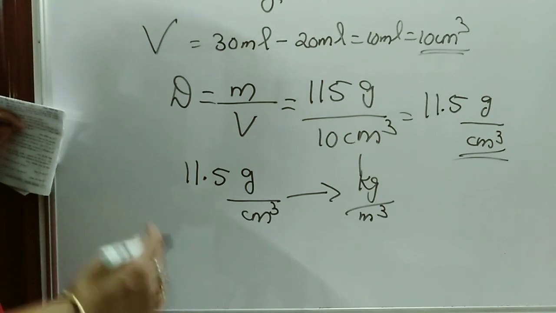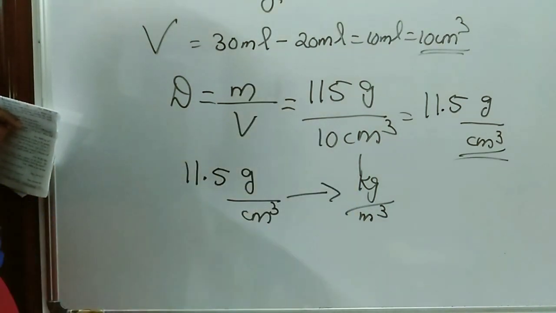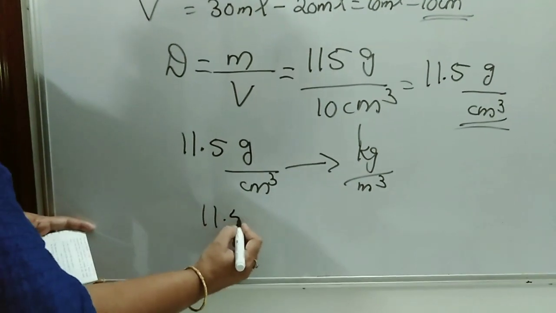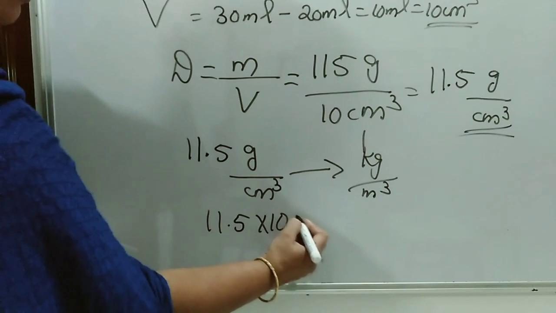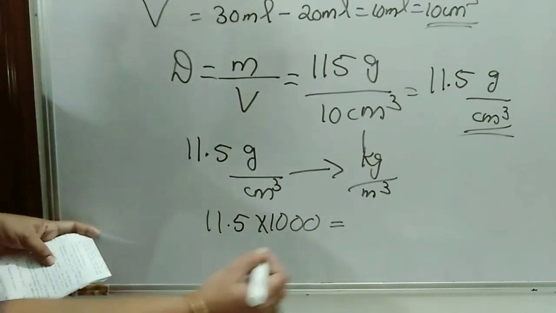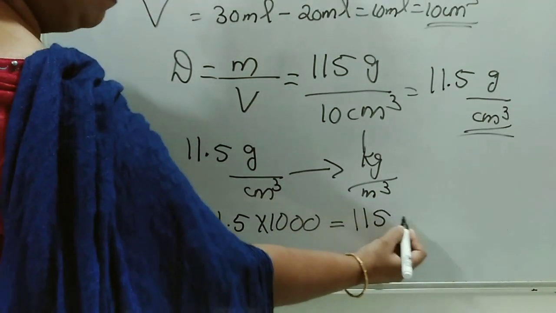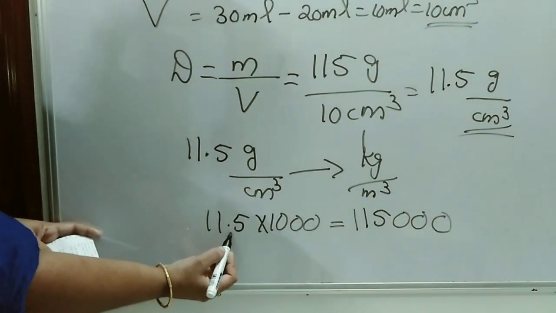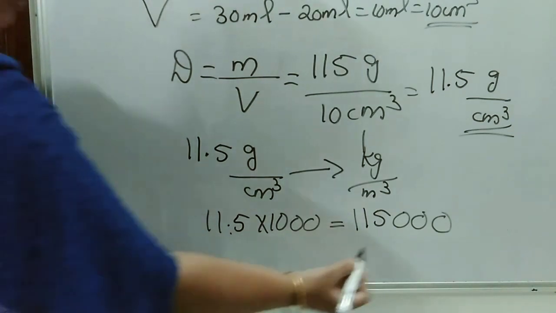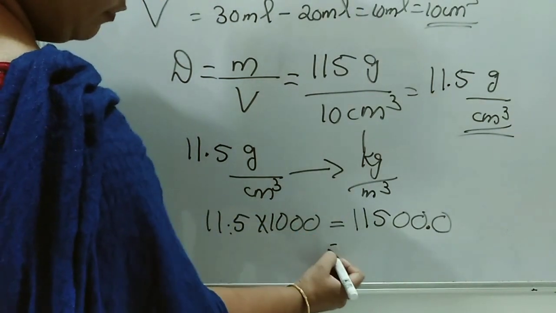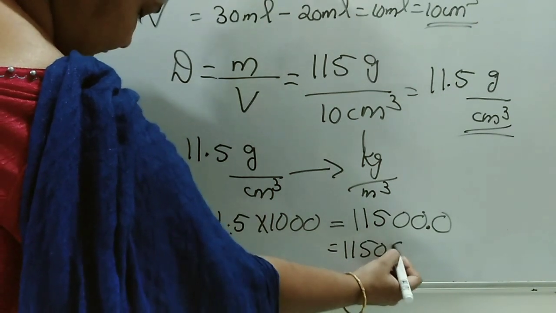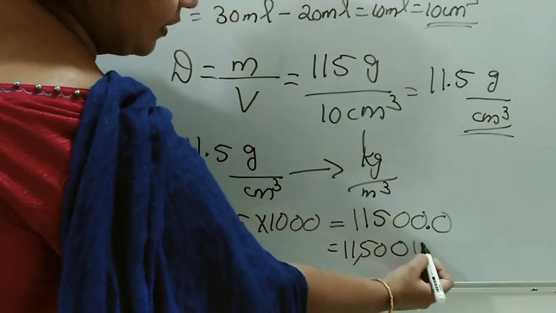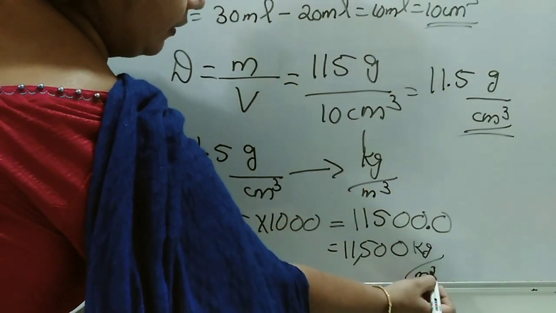How will you convert from gram per centimeter cube to kilogram per meter cube? Just multiply by 1000. 11.5 into 1000. Neglecting the decimal, we just write 115 and add 3 zeros from the 1000. Now we have one decimal point, so we have to place one decimal over here. We will get 11,500 unit kilogram per meter cube.